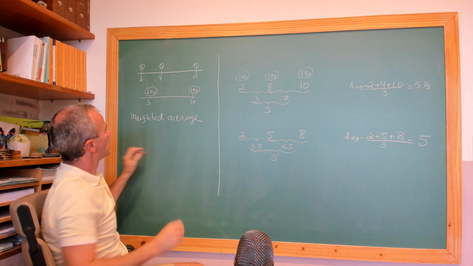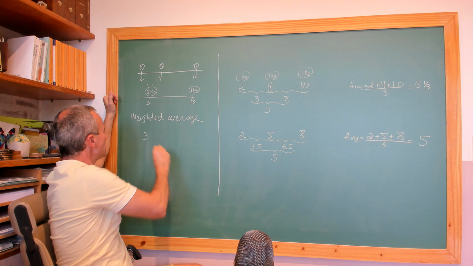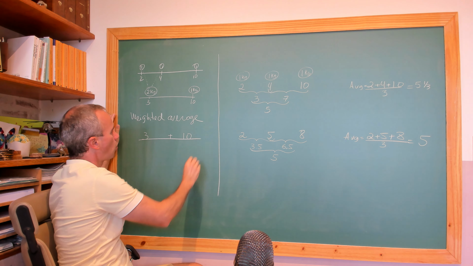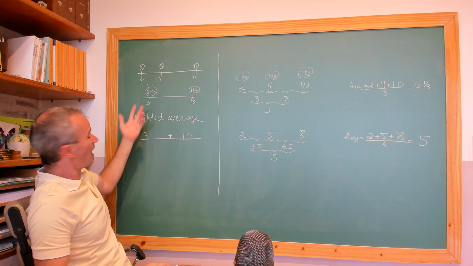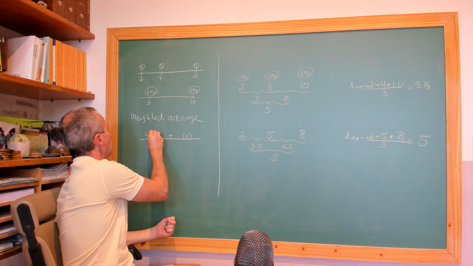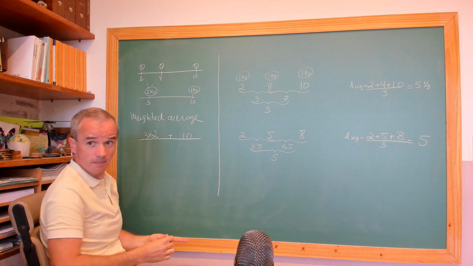This is on it. The weighted average, which is on top of 3, I can't just write 3 plus 10. Why? Because 3 has doubled the mass. It has doubled importance. So I have to multiply by these weights. Multiply by 2. You see?